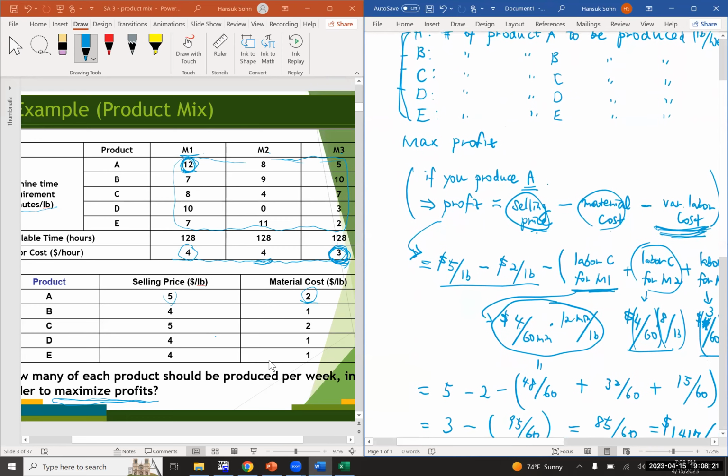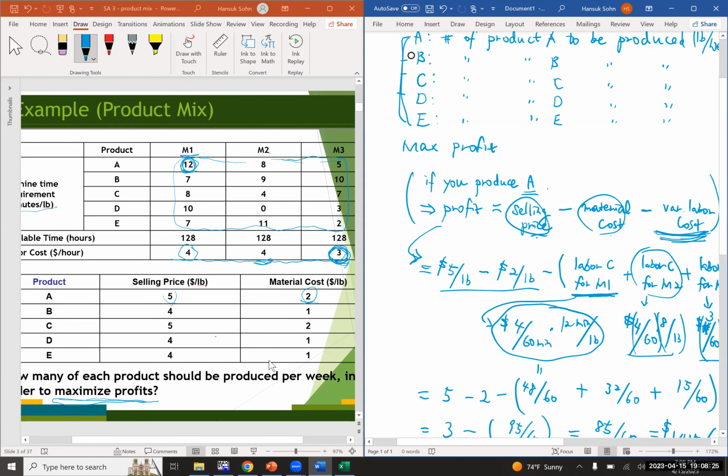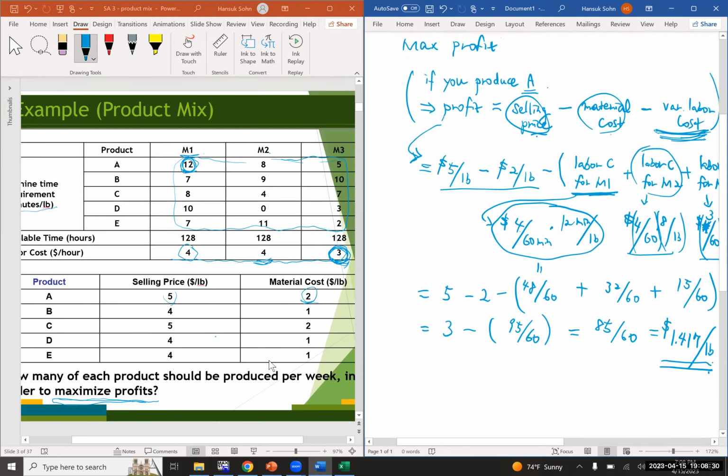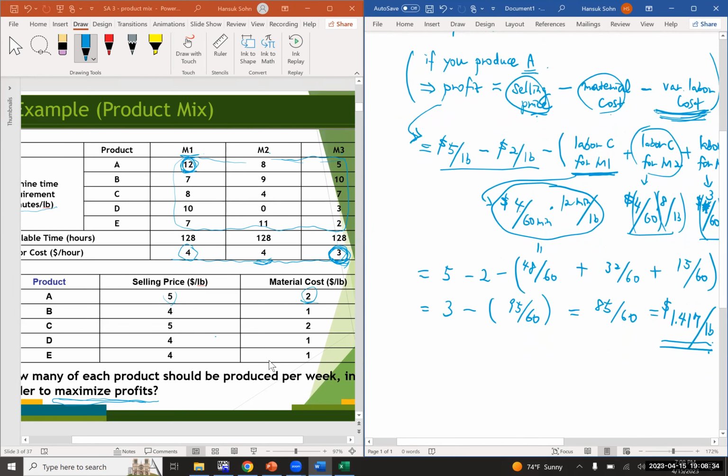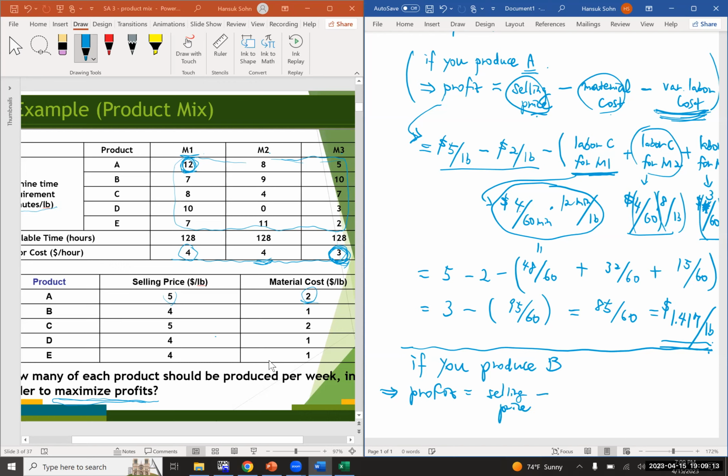What you need to do is also get the profit for producing all the other products, B through E, the same way. So let's do that one more time. Now, if you produce product B, then the profit would be again selling price minus material cost minus variable labor cost.